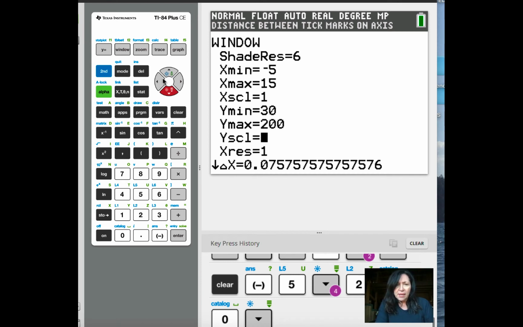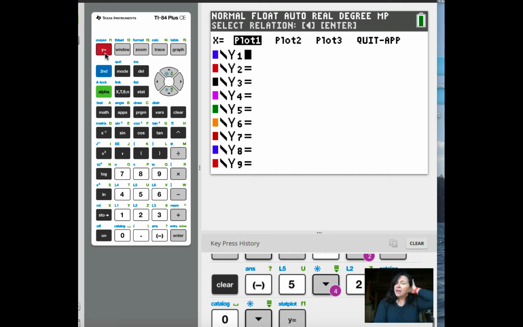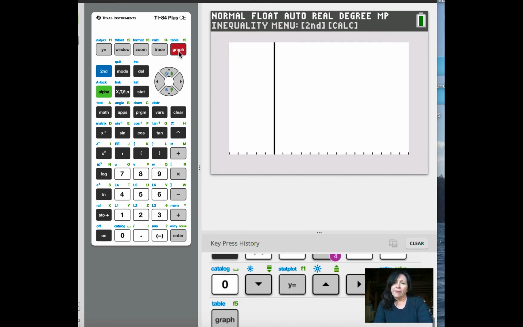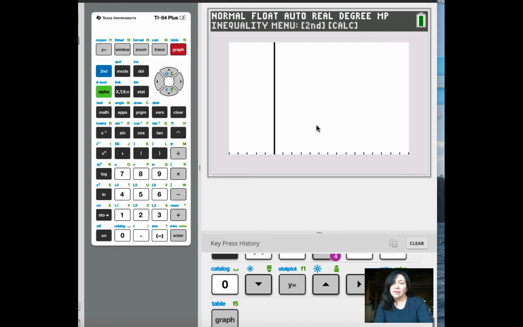And so now I'm going to hit Y equals, because you need to make sure that you're on plot, because we are doing our first plot. So make sure that that's highlighted. Just hit enter, and it's highlighted. And now all you have to do is hit graph. So let's see what happens to our graph. I don't see it.